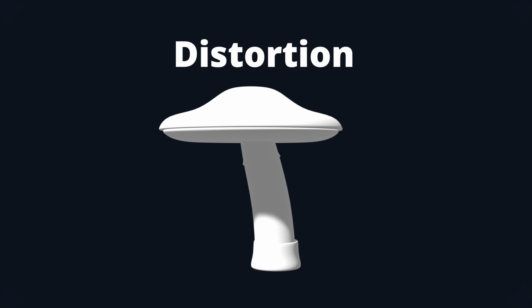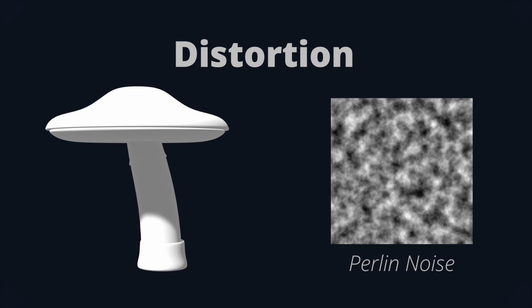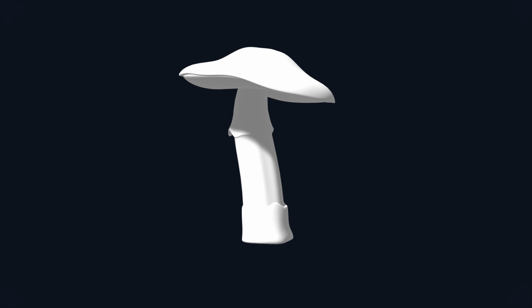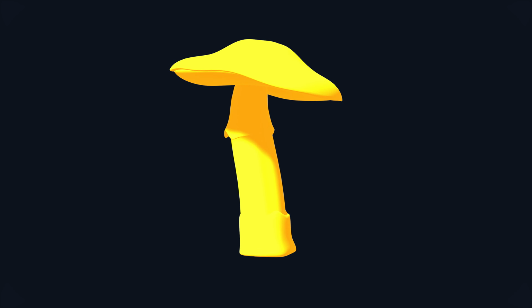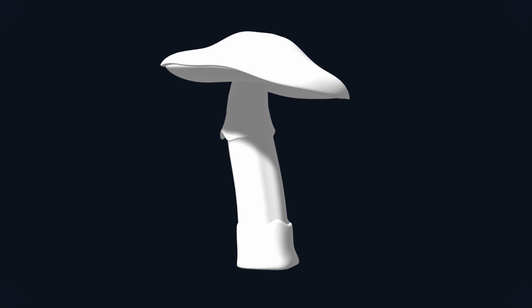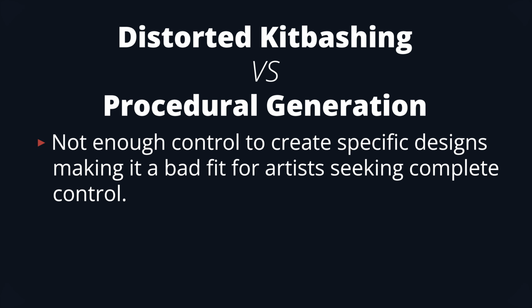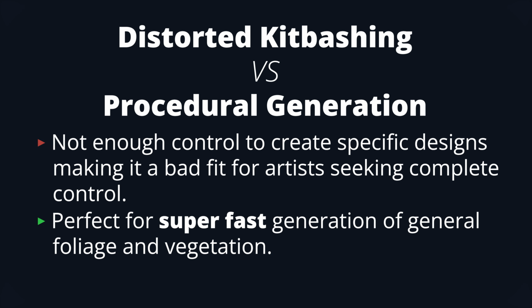This is where distortion enters the picture. After a model has been assembled, a procedurally generated Perlin noise map can be applied to displace the generated geometry. This skews and stretches the vertices to produce a similar but ultimately unique plant shape that eliminates the limited combinations problem. Distorted kitbashing isn't as fancy as procedural generation, and for hero assets it's likely unsuitable. But for game developers looking to populate their scene with background foliage, it's a perfect fit.